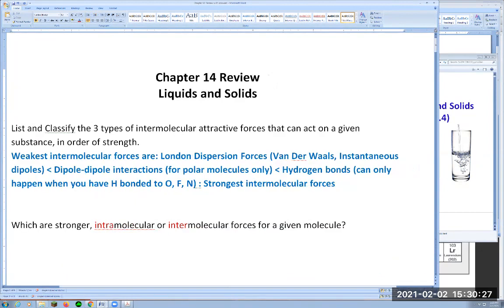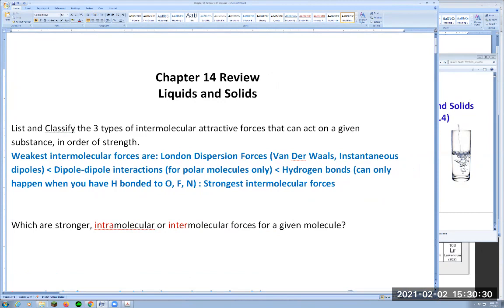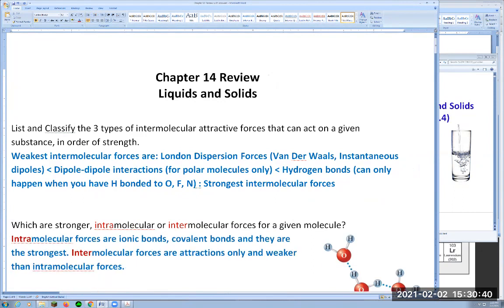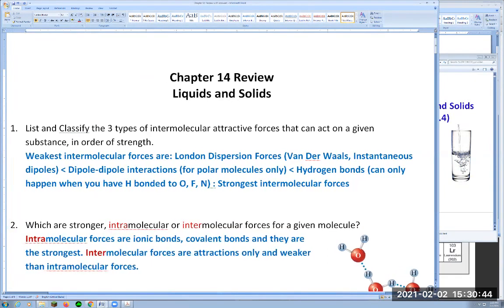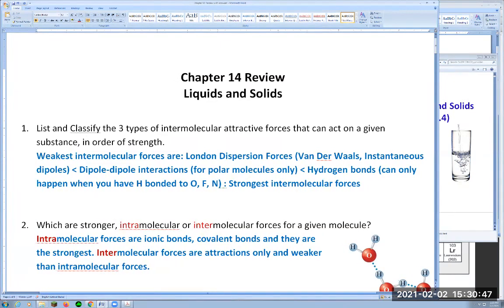Well, let's see that. Intramolecular forces are stronger for a molecule because that's what holds the atoms together and makes the molecules. So intramolecular forces are the ionic bonds and covalent bonds, and they are the strongest of the two. Intermolecular forces are attractions only, and so they will be weaker than intramolecular forces, because intramolecular forces are what makes molecules, so you want these to be much stronger. Intermolecular forces, you will see, are the forces of attraction that decide if you have a liquid, a solid, or a gas at room temperature.